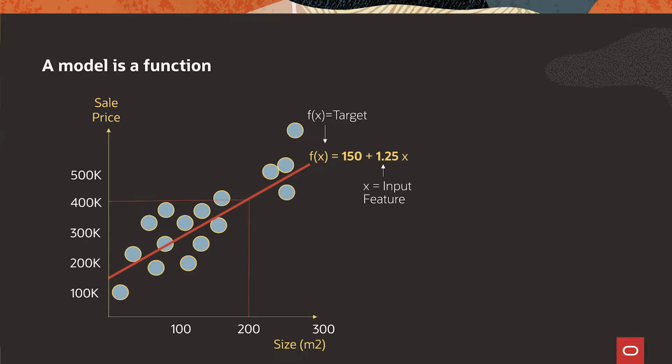Now, of course, this is an oversimplified example. In reality, you'll use models with many more input features. And in some cases, the model's internal representation is indeed such a mathematical formula as we see here. But there are also algorithms where that's not the case. For example, decision trees or neural networks, they have a very different way of capturing the patterns in the data. But still, conceptually, you can think of any model as a function.